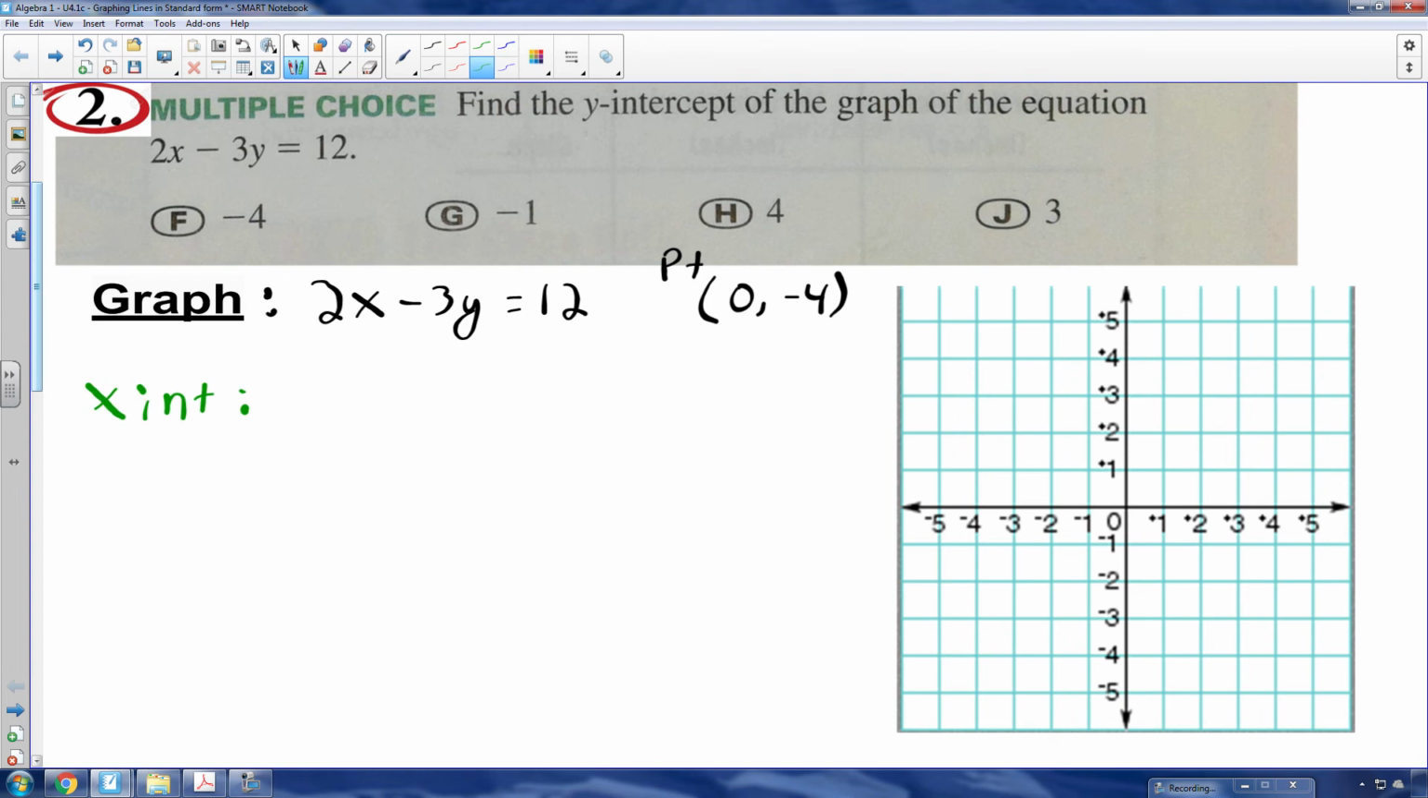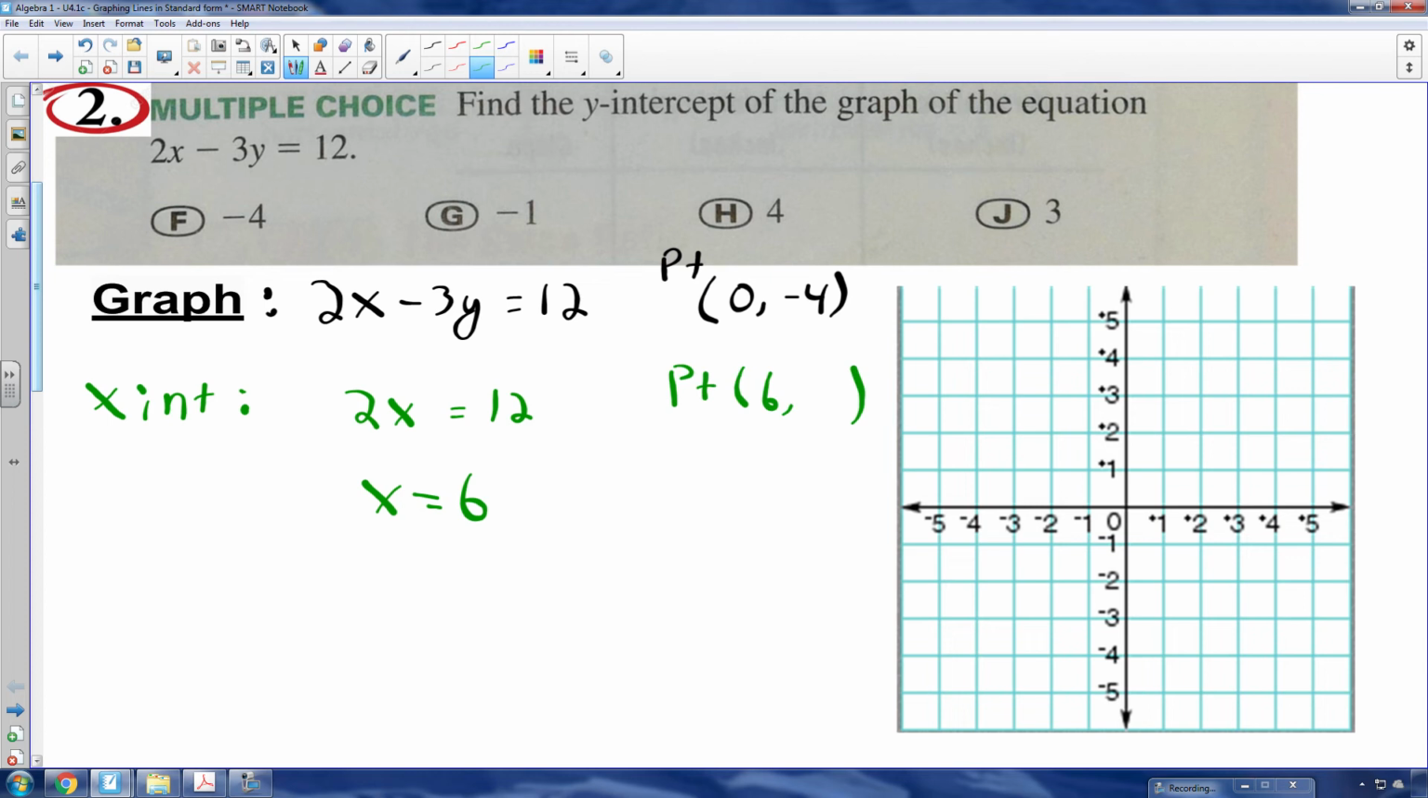Find the x-intercept. So I'm going to find the x-intercept for this problem. I'm going to set y to 0, so that's just completely gone. What I did was, when I set y to 0, I just erased the whole y term because it's going to be 0, yeah? And I'm finding that x is equal to 6 here.